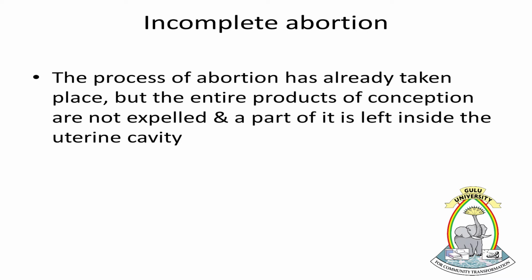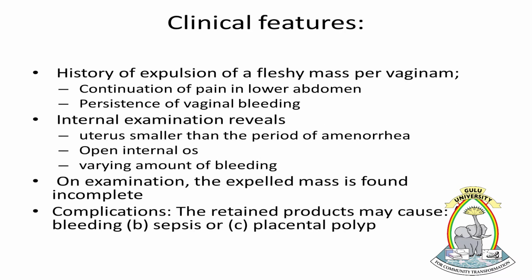Incomplete abortion: the process has already taken place, but the products have not completely been expelled, and part of it is left inside. It could be the placenta, it could be the membranes, it could even be the fetal part still being left inside, and that's what we call incomplete abortion. Typically it presents with a history of fleshy mass per vagina, so these women will tell you that yes, they have lost some product of conception. The pain may continue, and the bleeding may actually continue.